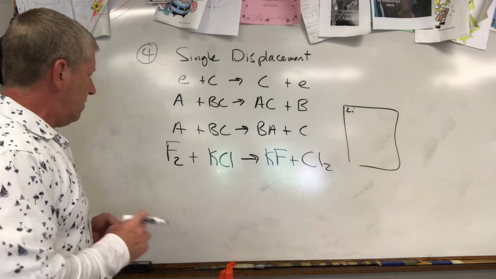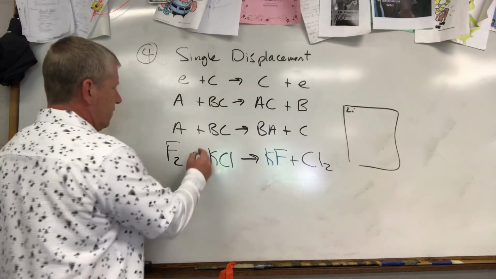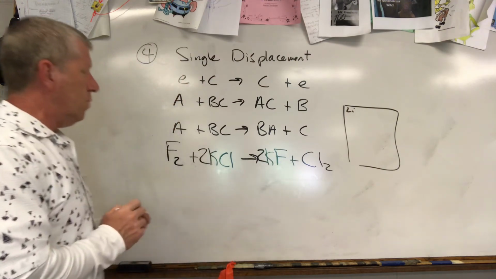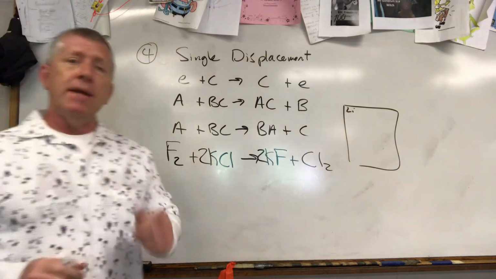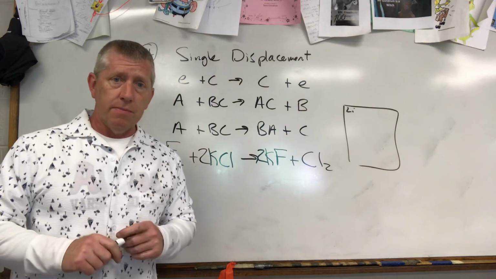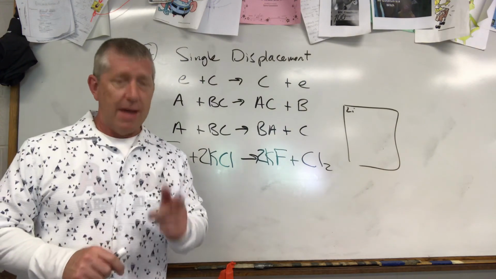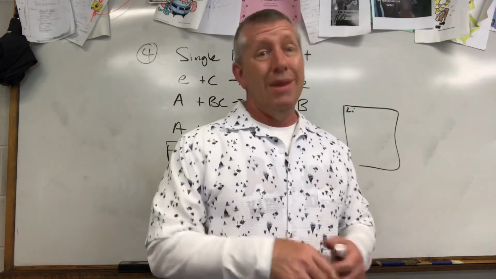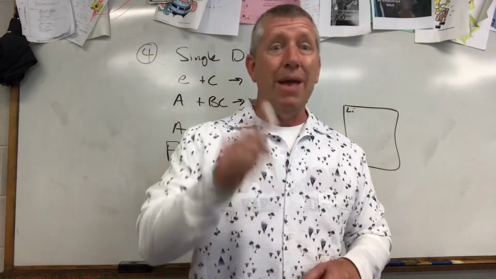So is this balanced? No. I have 2 fluorines and 2 chlorines, so I would balance it by writing it that way. Okay, that would be a nonmetal replacing a nonmetal. All right. Long video, sorry, but we're not even done yet because I didn't get to number 5 reaction type. That's in the next video.